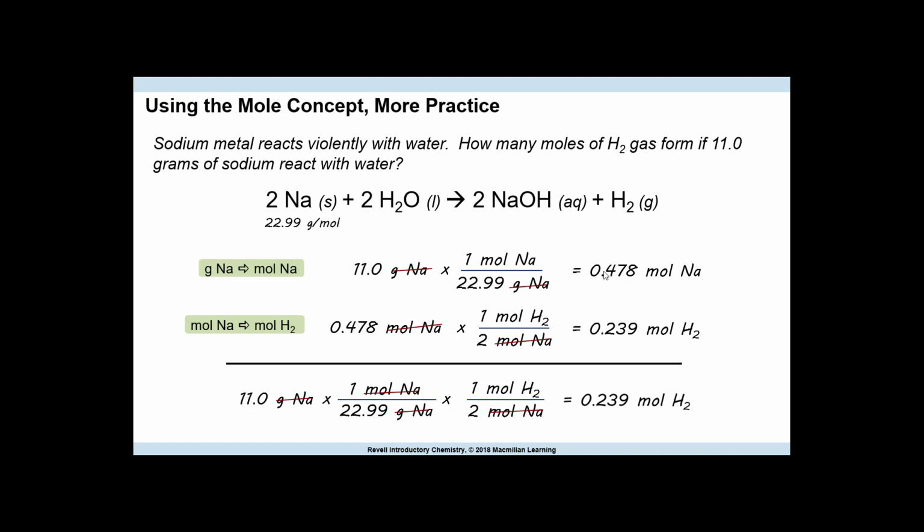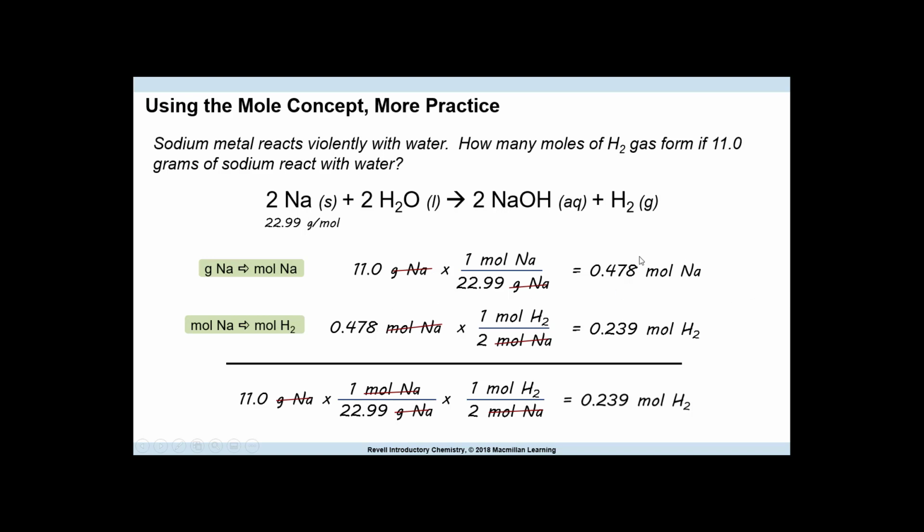To convert grams of sodium to moles of sodium, we use the molar mass of sodium, which is 22.99 grams per mole. We begin with 11 grams of sodium, then multiply by 1 mole of sodium. So we're looking at this top one right here: 1 mole of sodium over 22.99 grams of sodium. The grams of sodium cancel, giving us 0.478 moles of sodium.